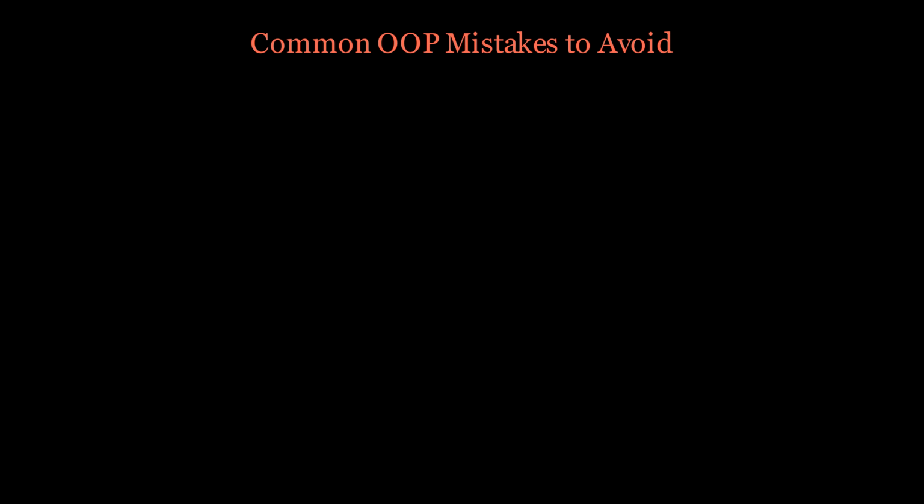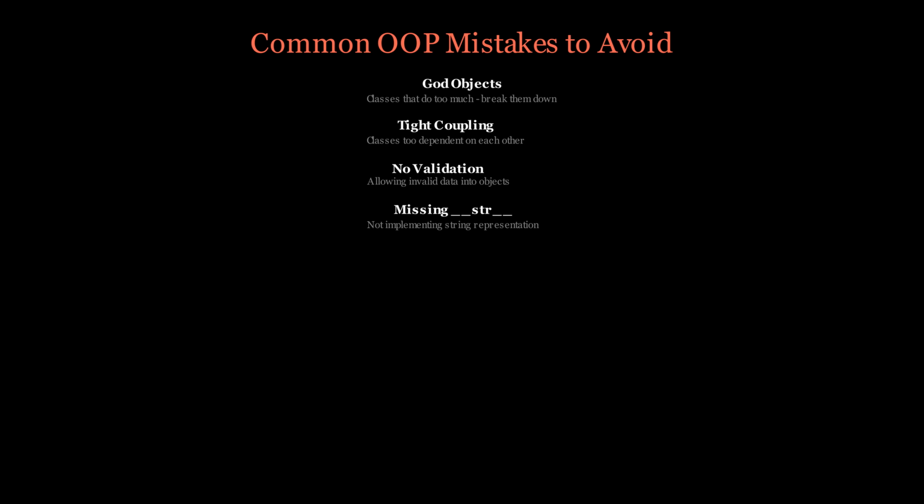Let's examine common mistakes beginners make with object-oriented programming and how to avoid them. Learning from these errors will make you a better OOP developer. Avoid God objects that try to do everything. Break large classes into smaller, focused ones. Avoid tight coupling where classes depend too heavily on each other. Always validate data before storing it in objects. Implement __str__ methods for readable output. Use encapsulation to protect internal state. Recognizing these mistakes helps you write cleaner, more professional code.